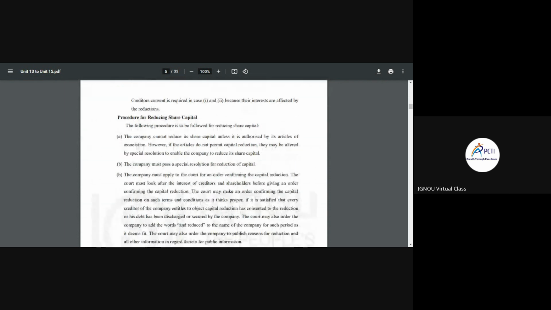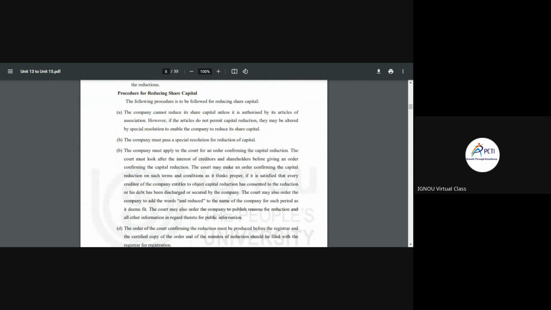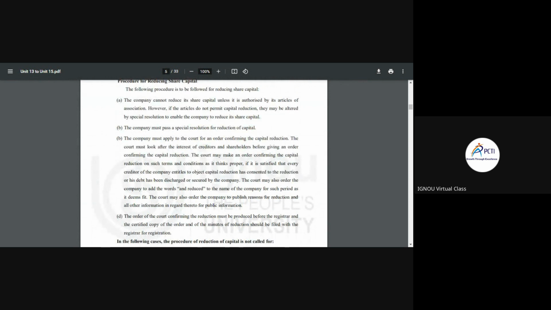Now we have the procedure for reducing the share capital. First of all, a particular company cannot reduce its share capital unless it is authorized by its articles of association. If the articles do not permit capital reduction, they may be altered by special resolution, which will be passed in the general meeting of the company to enable the company to reduce its share capital.